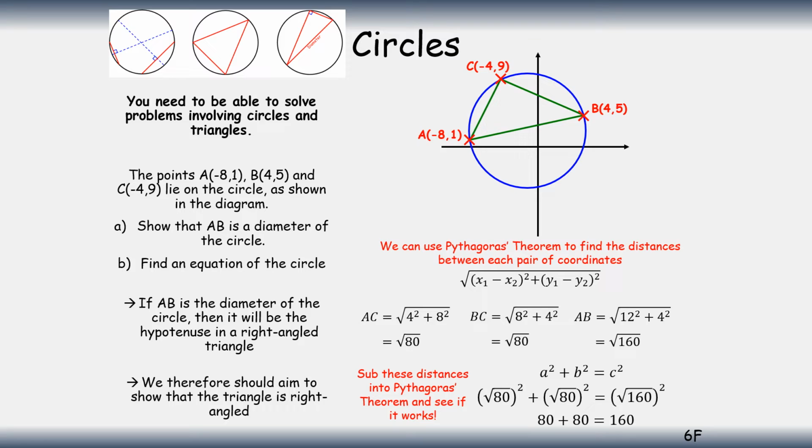Because from the circle theorem, we know if the angle at the circumference is 90 degrees, then it must be on the diameter. So we say the angle in a semicircle is 90 degrees, using that circle theorem.